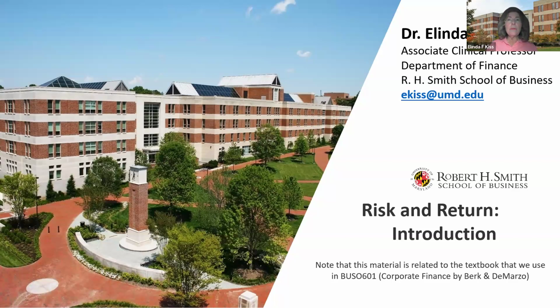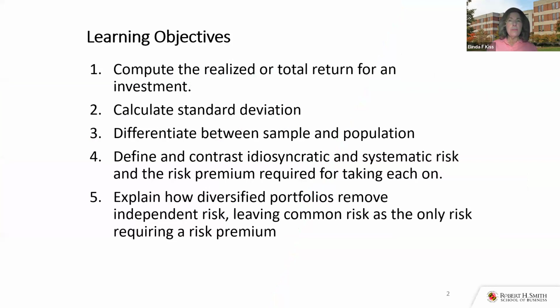We will start with the introduction to risk. Our objectives for this chapter are to compute the realized or total return for an investment, calculate standard deviation, differentiate between sample and population, define and contrast idiosyncratic and systematic risk, and the risk premium for taking each on.